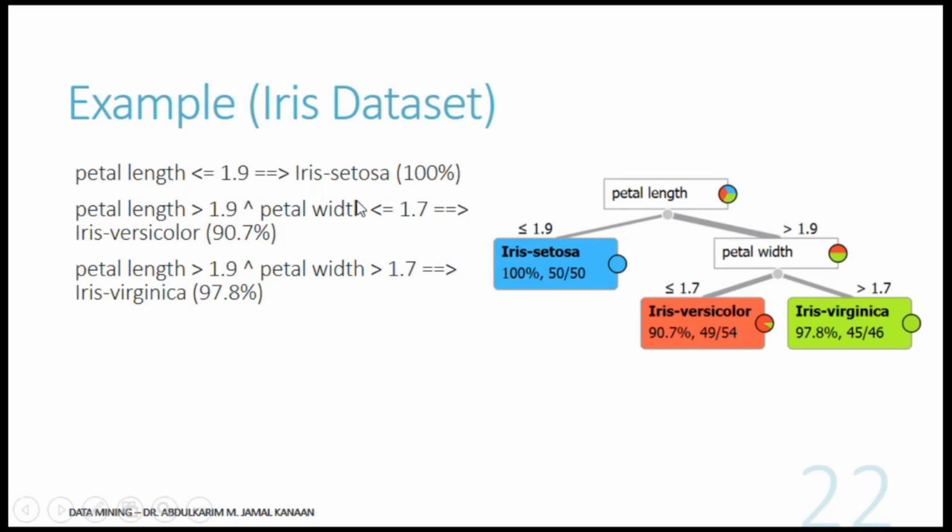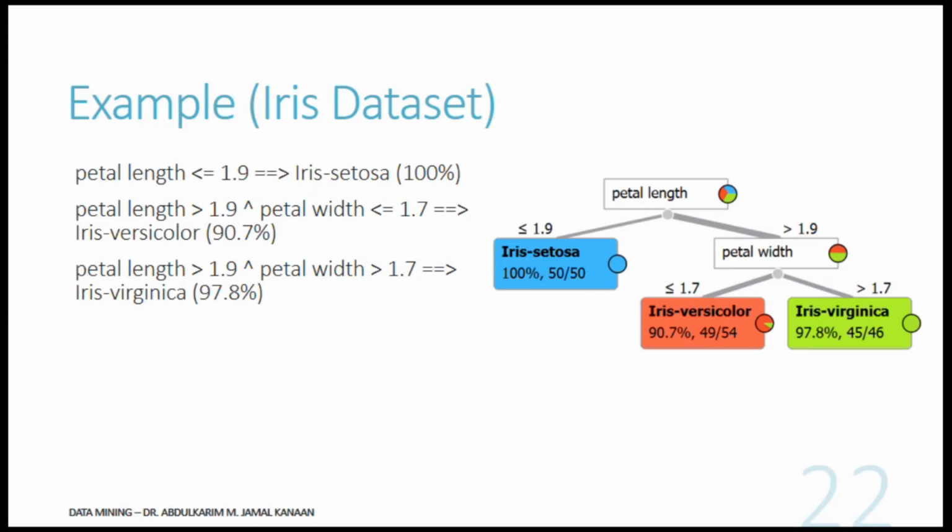Now, else if, or just if, because we didn't order the rules, so let it just be if-then. If petal length is greater than 1.9 and petal width is less than or equal to 1.7, then it's iris versicolor. Finally, if petal length is greater than 1.9 and petal width is greater than 1.7, then it's iris virginica. So you see, we need to use the decision tree after it's been built, then we can extract rules.